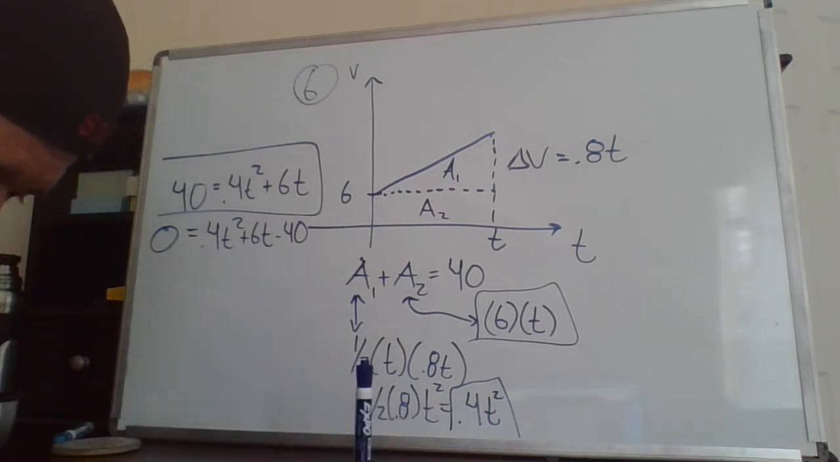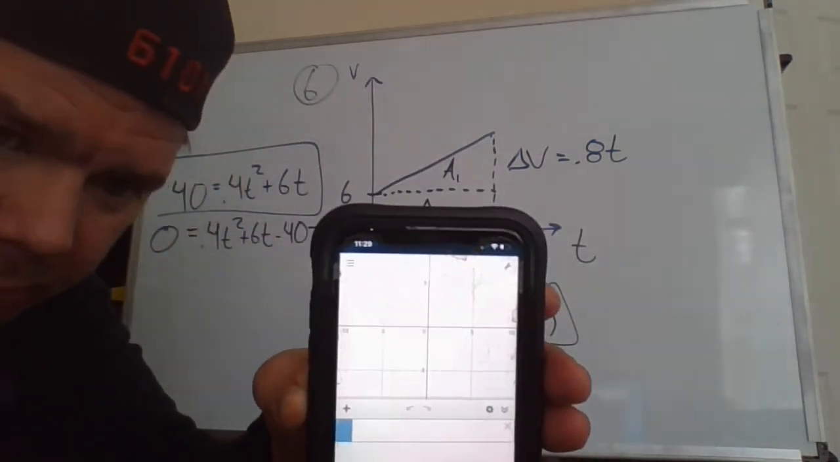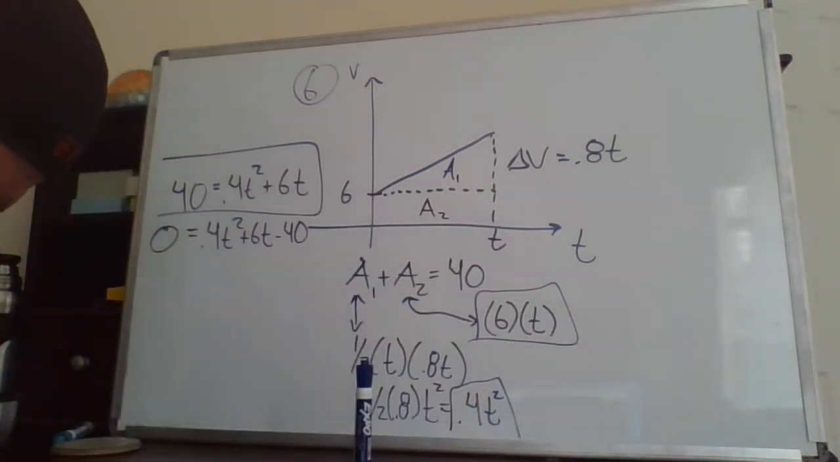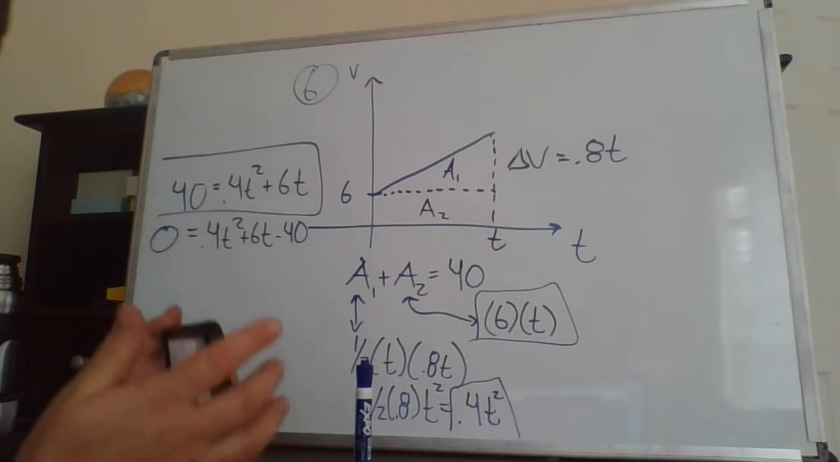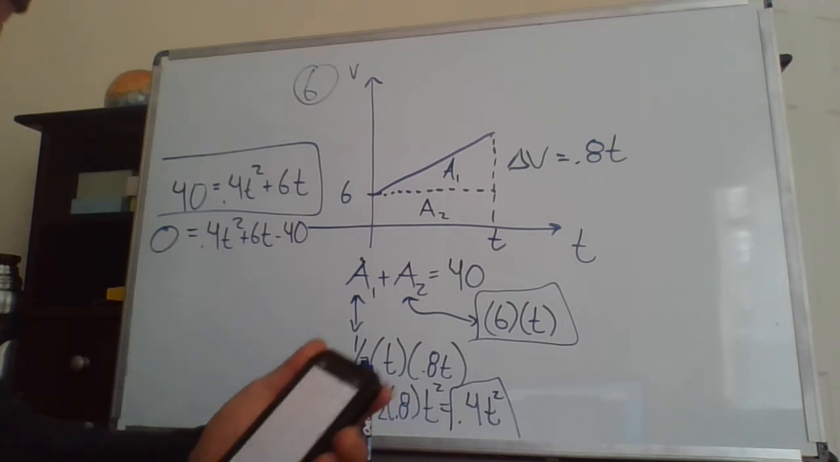Well, the reason why you do that is because, and I'm going to open up Desmos. Boom. Well, there it is. Okay. And I'm basically just going to type in 0.4 x squared plus 6x minus 40. And let's tilt the screen here. It's not going to work, is it? There we go. And it looks like this, right?